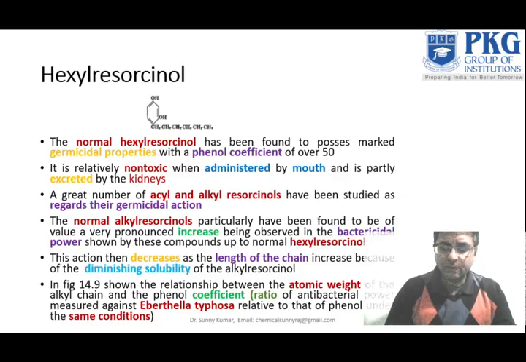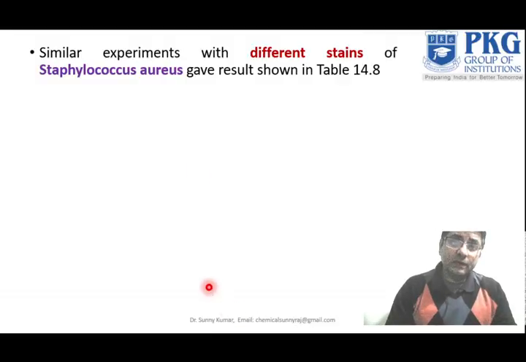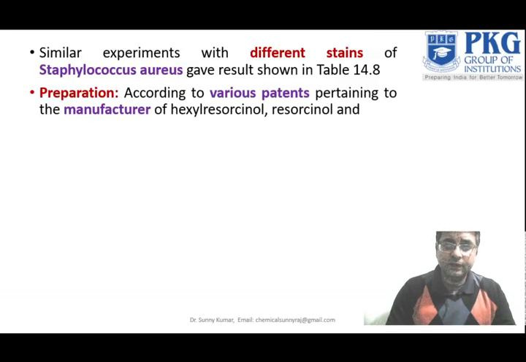So the relationship between the atomic weight of the alkyl chain and the phenol coefficient, the ratio of antibacterial power measured against Eberthella typhosa relative to that of phenol under the same conditions. A similar experiment with different strains of Staphylococcus aureus gave results shown in table 14.8, which we will show in the next slide.